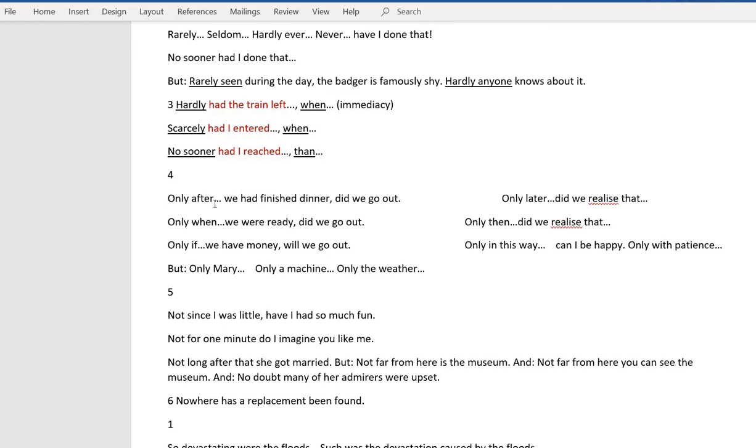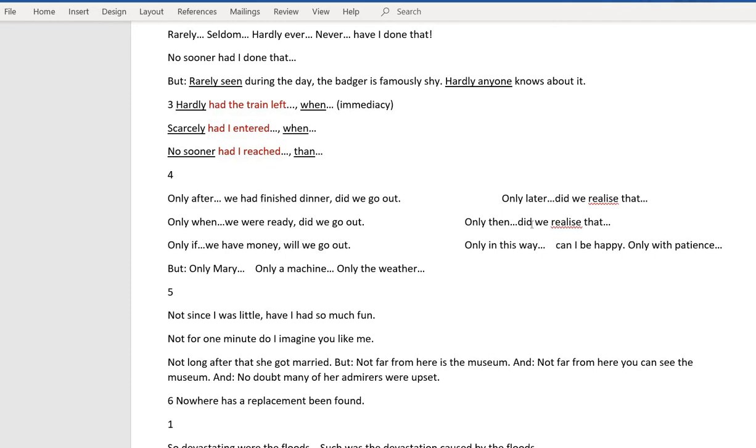But what I want to say is that you will find a verb within the clause that is started by after, when, and if. But that verb will not be inverted because it is within that clause that is inserted here, right? So only after something did we go out. Only when something did we go out. Only if something will we go out, all right?